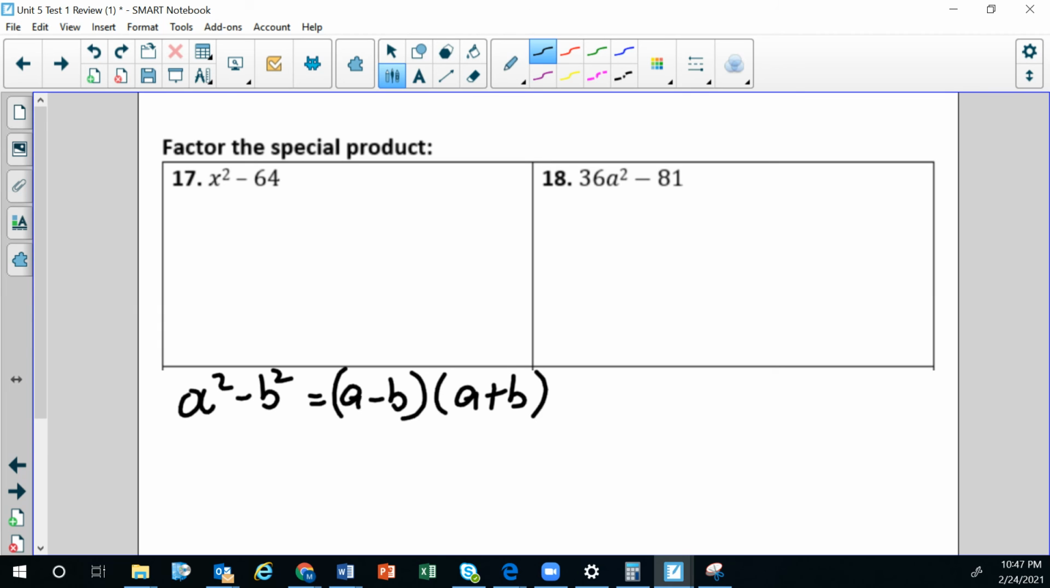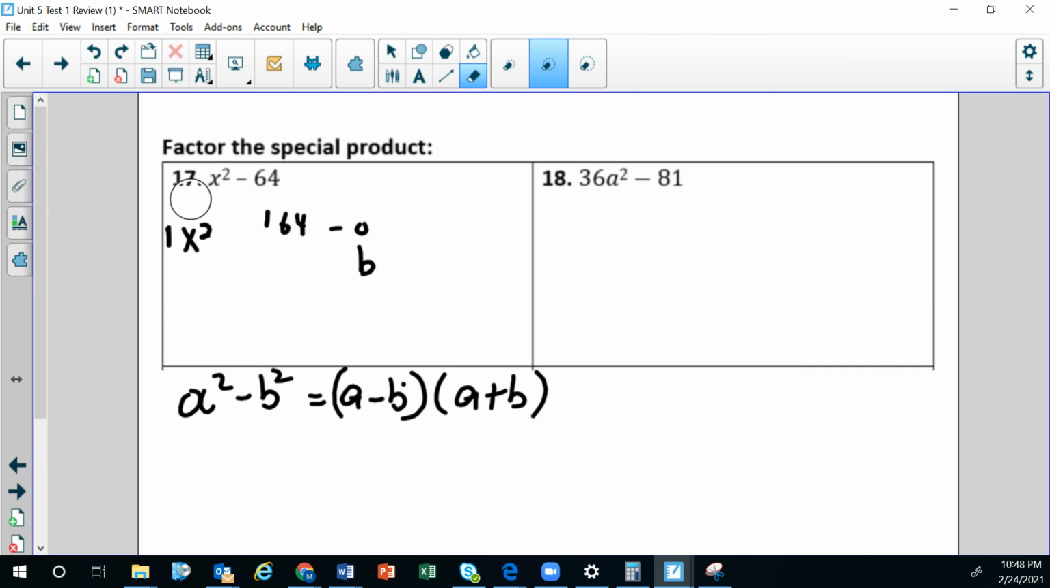So if I take the square root of 64, what do I get? That is 8. So that's going to be my b term right there. And then if I take the square root of x squared, okay, let me get some more space. I got an entire board and I'm writing all the way in the corner. Again, let's do this.